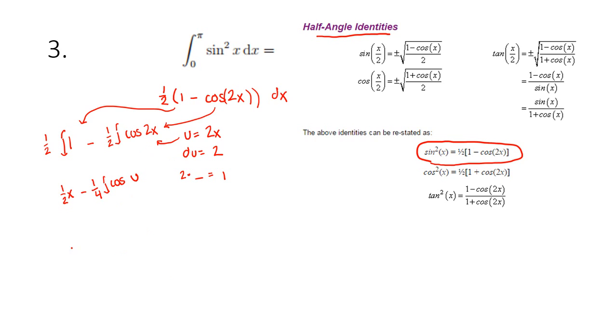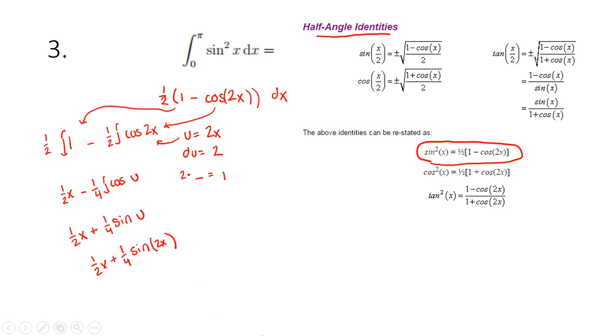Alright, next. I am ready to take the integral of this. The integral of cosine is sine. So it's going to be negative sine, so it's going to be plus 1/4 sine of u. And we already took the integral of this one. That's 1/2 x. We substitute my u in, and we have this.